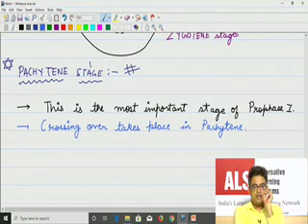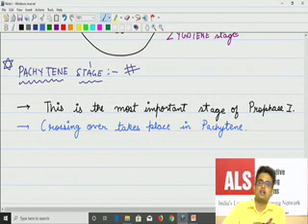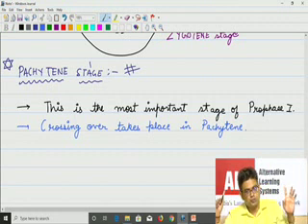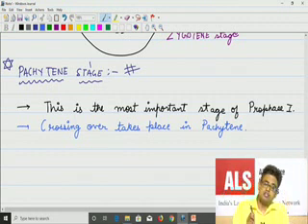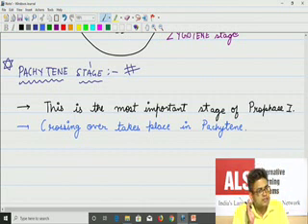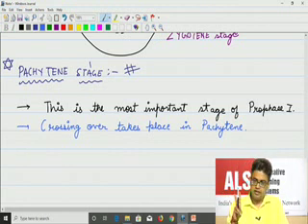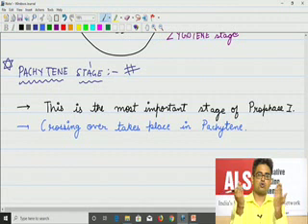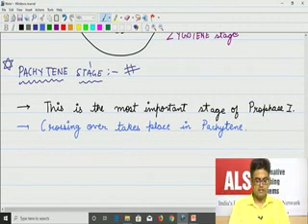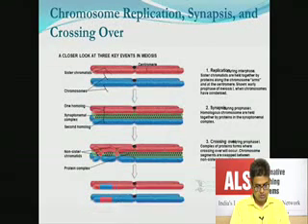Crossing over is the breaking of two chromosomes at some specific points and exchanging exactly the same amount of DNA, exactly the same amount of chromatin material with the other pair of chromosome. Crossing over is the exchange of chromatid segments with the other member of that homologous chromosome pair. So between two non-sister chromatids, exchange will happen. Let's see how this exchange is happening.